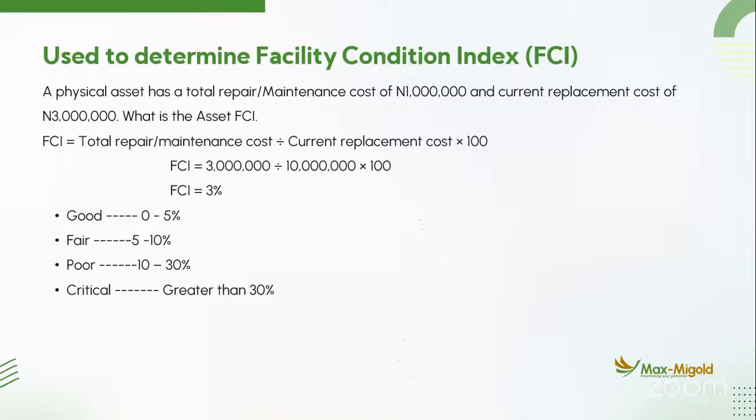So what is your condition index? Your condition index is the total repair or maintenance cost over the current replacement cost multiplied by 100. So you have 3 million divided by 10 million, that gives you 0.3. Multiply by 100, that gives you what? 3%. So when you do your calculation, how do you come about this 10 million naira?